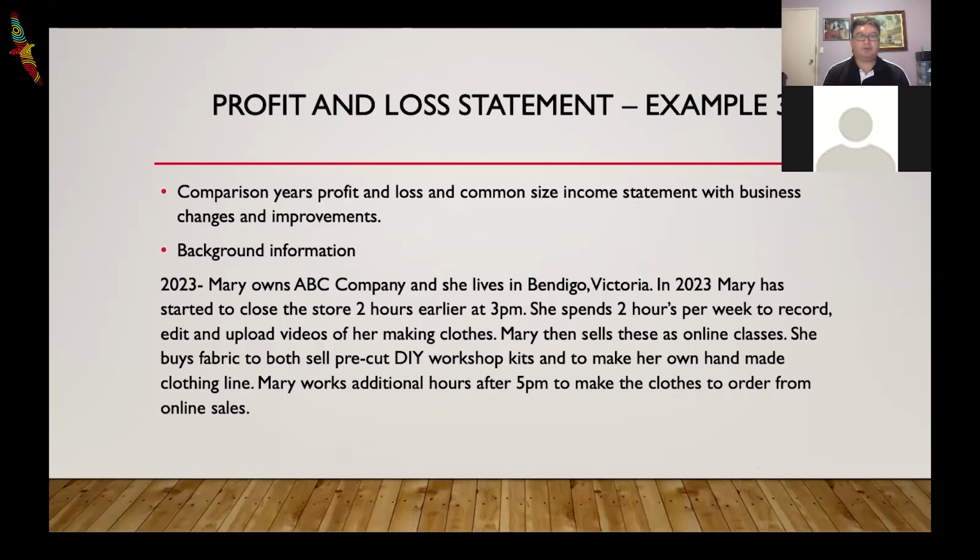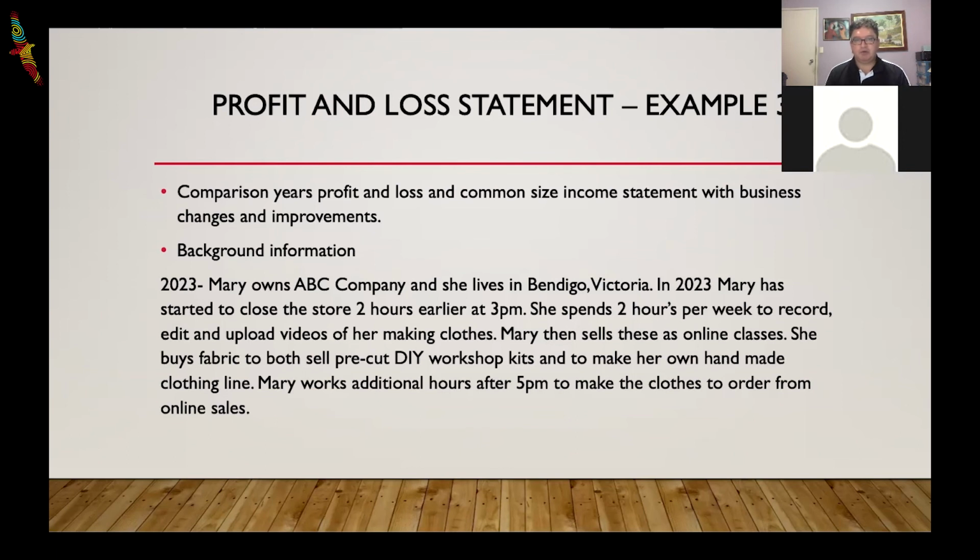Example 3, comparison years profit and loss and common size income statement with business changes and improvements. So there's been changes and there's been improvements that have been done in the comparison year for this one. The background information that we've been provided is 2023. Mary owns ABC company and she lives in Bendigo, still in Victoria.